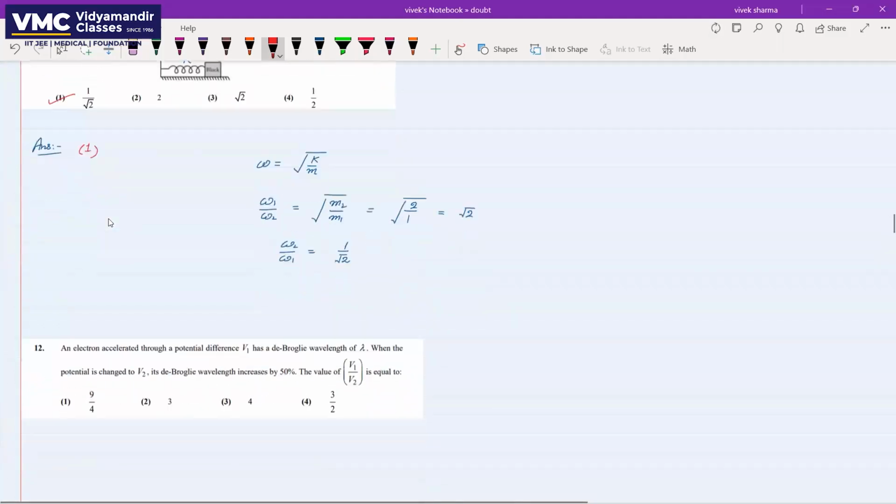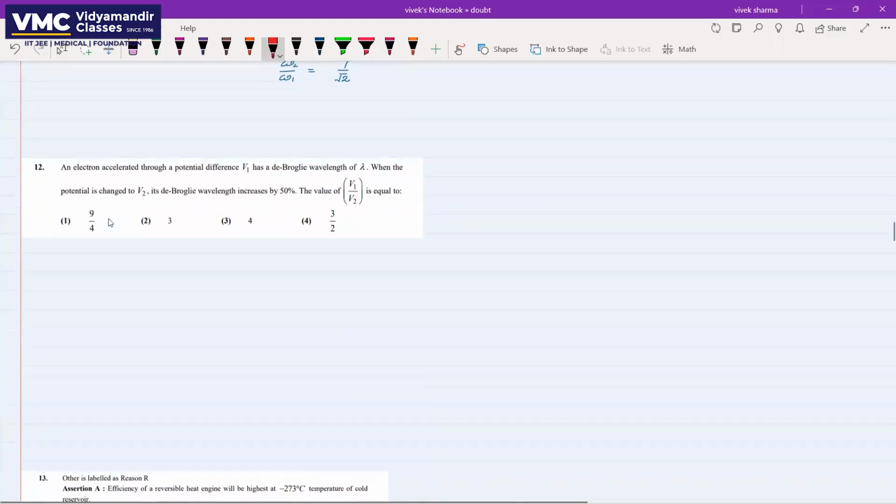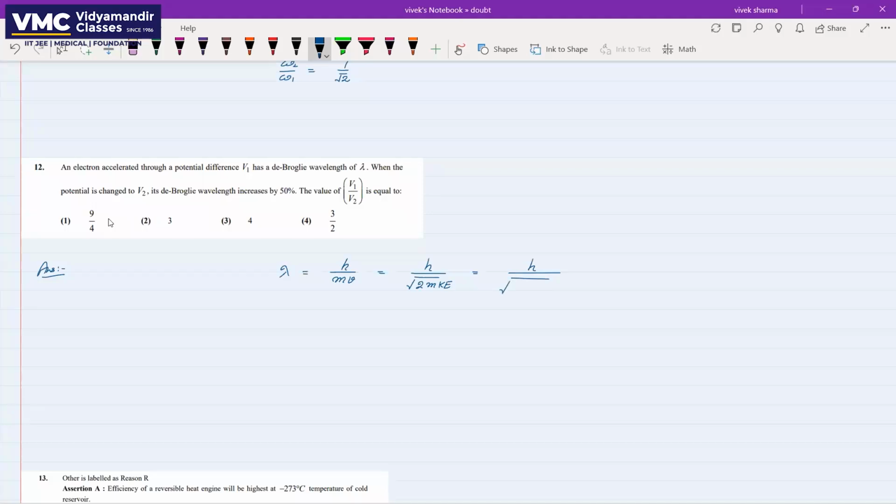Now moving to question number 12. Question number 12 is related to the photoelectric effect and de Broglie wavelength. As we know, de Broglie wavelength lambda is equal to h upon mv, or we can also write it as h upon root 2mK. And if we accelerate any charged particle through v volts, it will gain energy qV, so we can also write it as h upon square root of 2m q V.